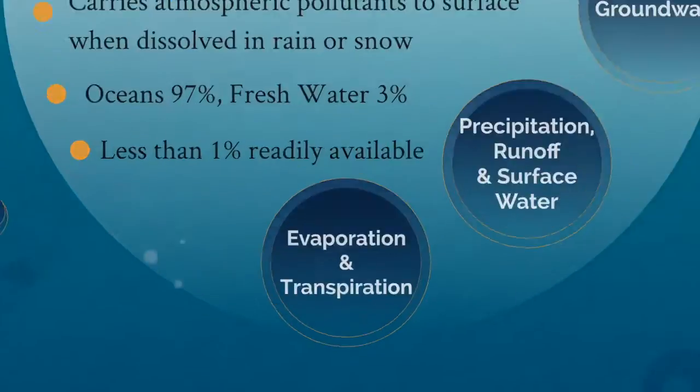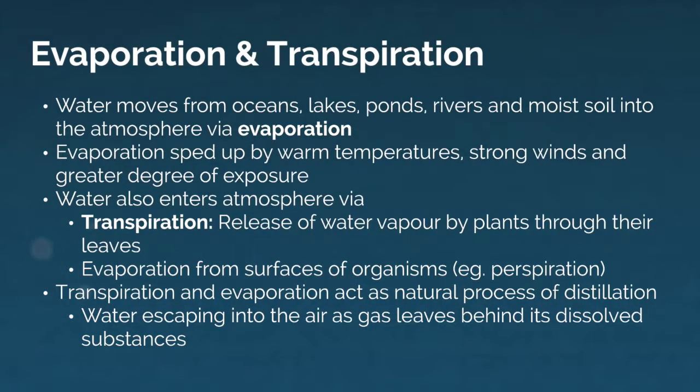Firstly, let's look into evaporation and transpiration. Water moves from oceans, lakes, ponds, rivers, and moist soil into the atmosphere via evaporation, which is sped up by warm temperatures, strong winds, and a greater degree of exposure. For example, if an area is cleared of its forests or converted into an agricultural or residential area, it would lose water more readily than a vegetated area.